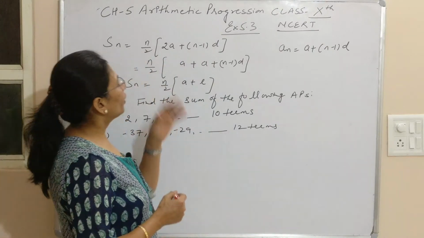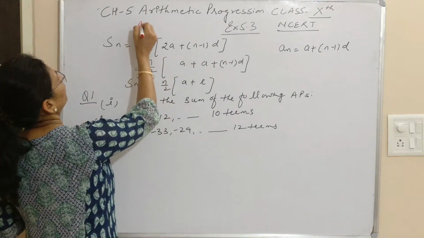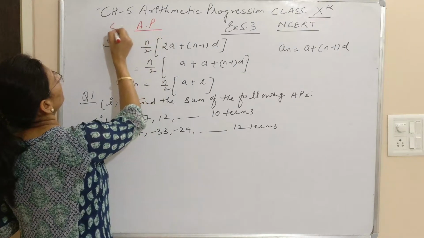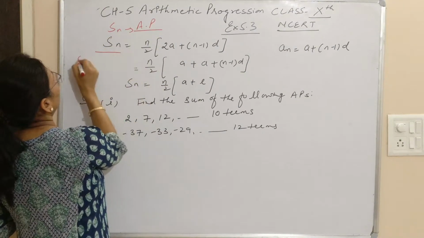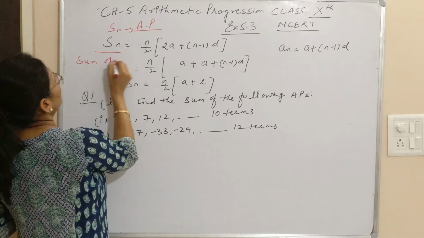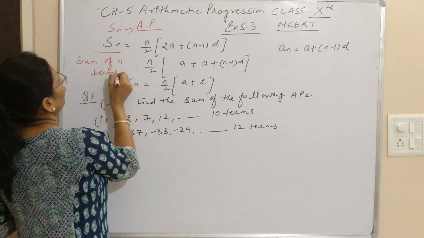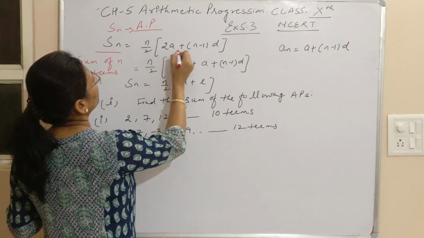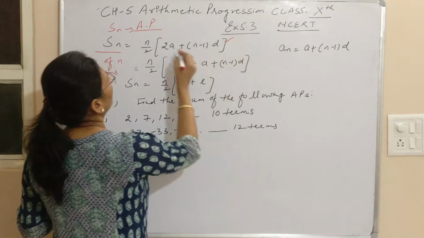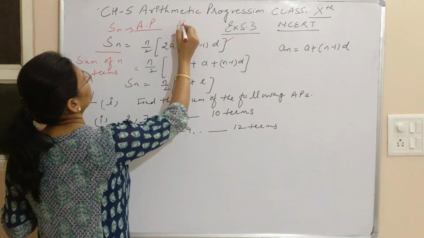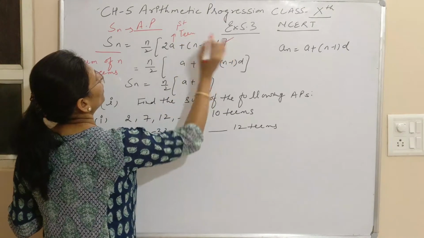So the formula for an AP, what is the formula? Sn stands for the sum of n terms. So the formula is n upon 2, 2a plus n minus 1 into d, where a stands for the first term and d is the common difference.